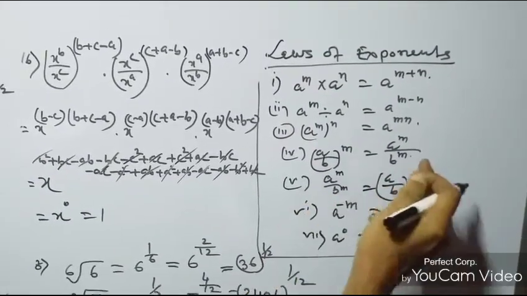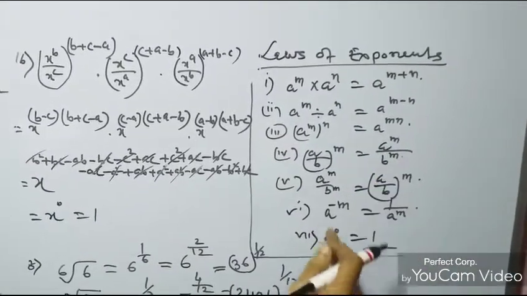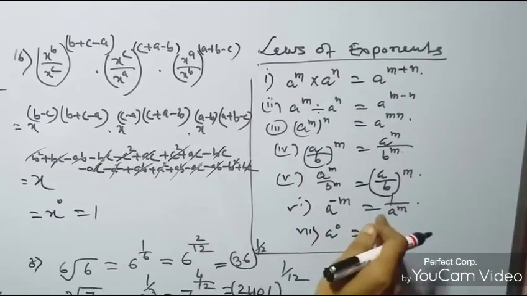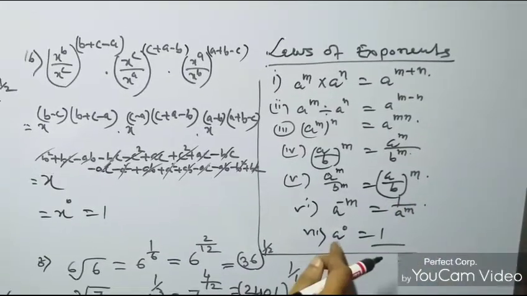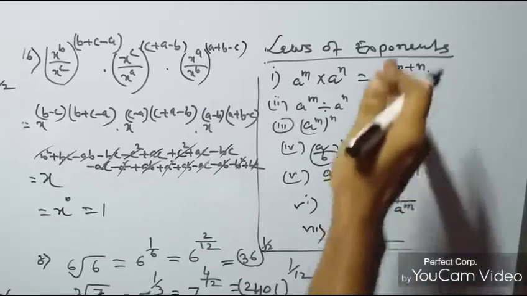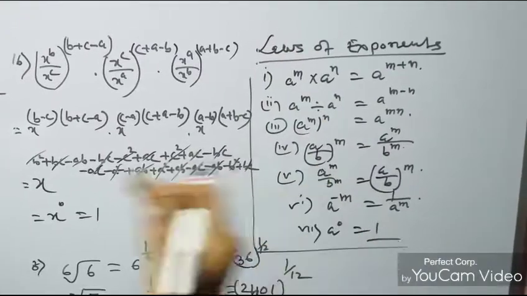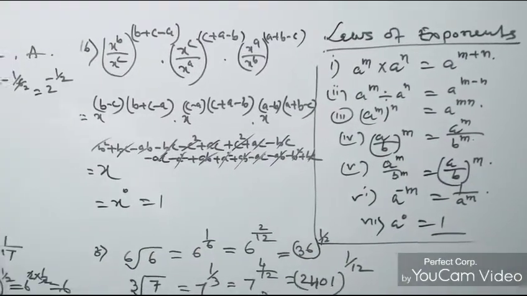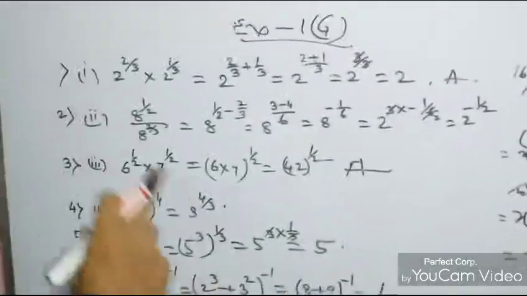And in this way, this is the converse of this, and this will be (a by b) to the power m. a to the power minus m will be 1 by a to the power m. And any number a to the power 0 equals 1. Keeping all these formulas, the laws of exponents, in mind, we are going to solve some problems from this exercise 1G.